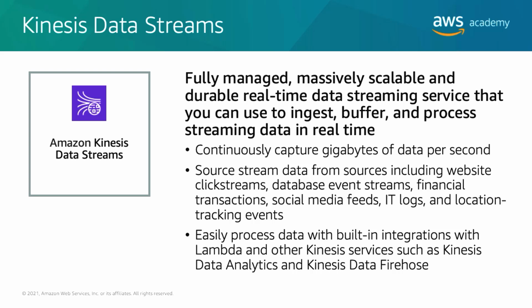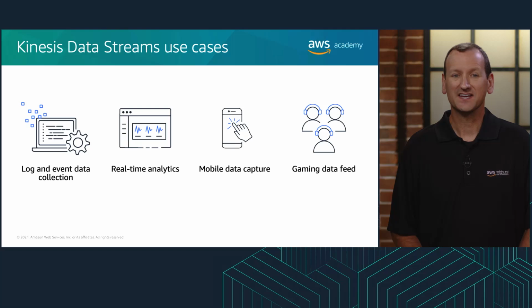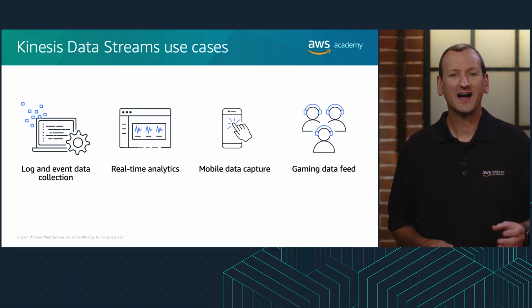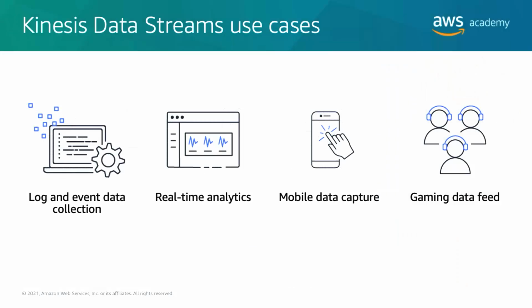Kinesis data streams can easily process data with built-in integrations with Lambda and other Kinesis services, such as Amazon Kinesis Data Analytics and Kinesis Data Firehose. One common use case for Kinesis data streams is log and event data collection. You can collect and continuously process the data, generate metrics, power live dashboards, and emit aggregated data into stores like Amazon S3. Another use case is real-time analytics for high-frequency event data, such as sensor data.